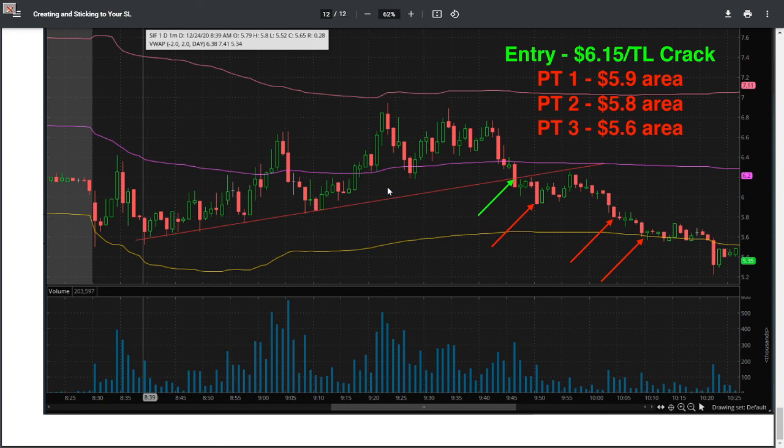So hopefully this has helped you out, not only with creating and finding, but sticking is the key thing, sticking to your stop loss once you've actually created and found them.